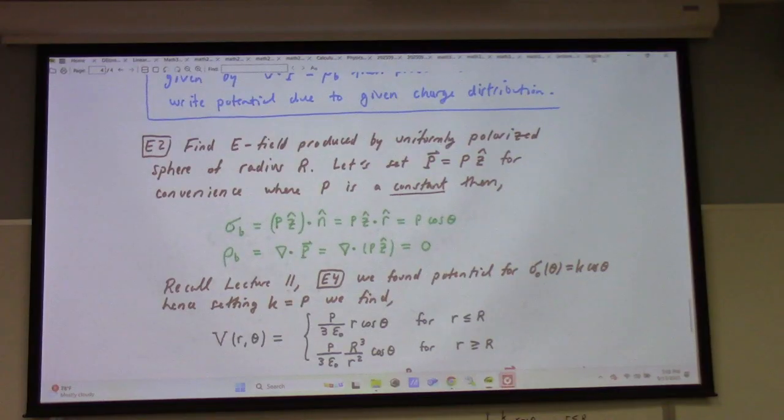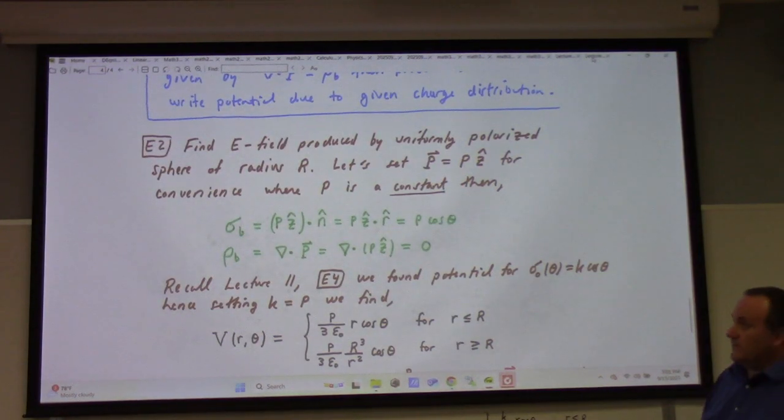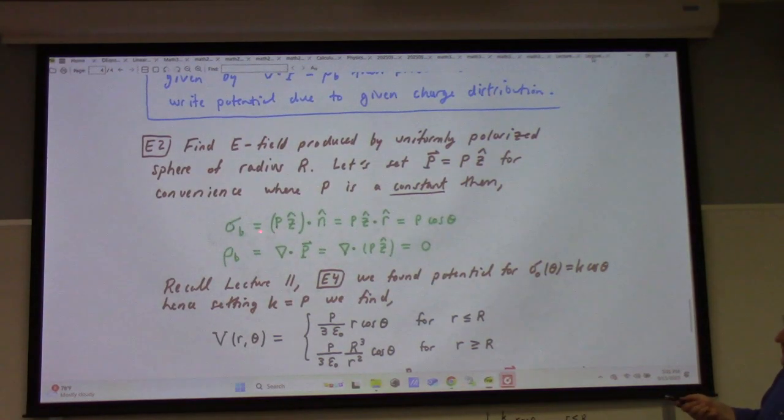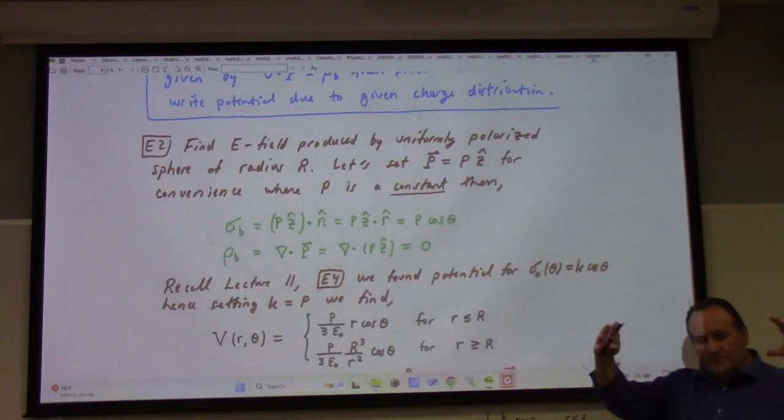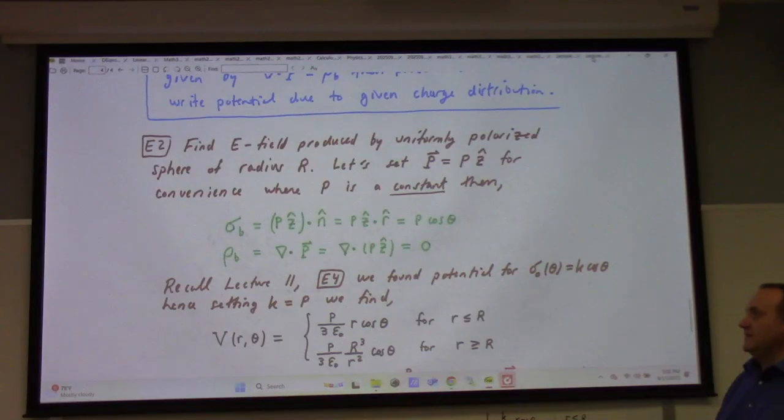So, how about this? What's the electric field produced by a uniformly polarized sphere of radius r? Well, let's put the polarization in the z hat direction for good measure, because we've already done a lot of math like that. And for convenience, P is constant. Then the bound charge density is P z hat dot n hat, but n hat is r hat because it's the sphere we're talking about, right? The radial r hat is the normal to the sphere, right? And what is z hat dot r hat? Well, z hat dot r hat is cosine theta.